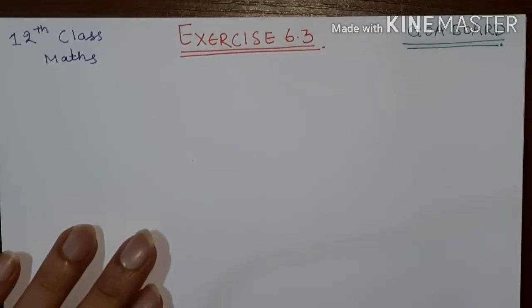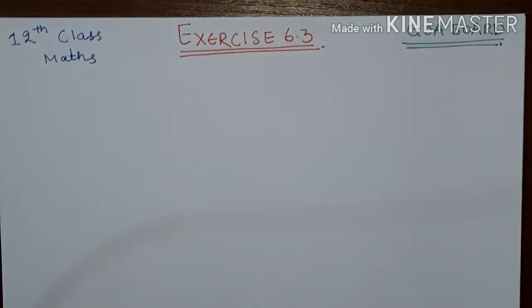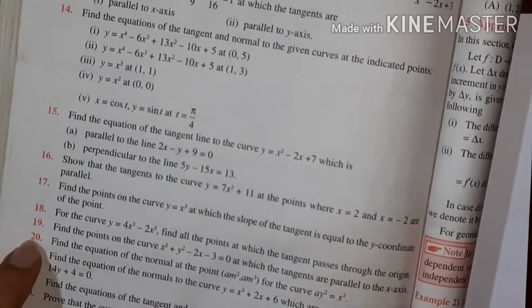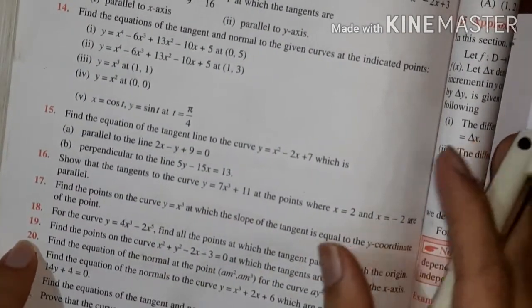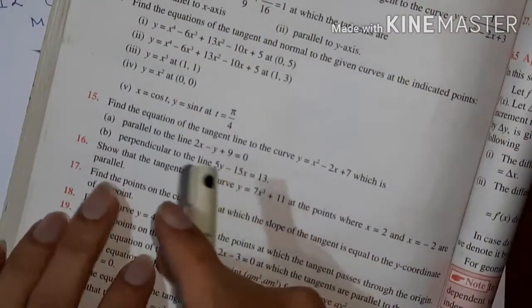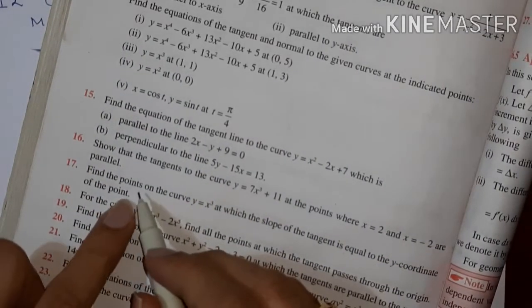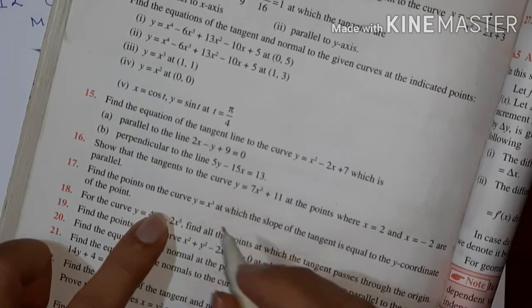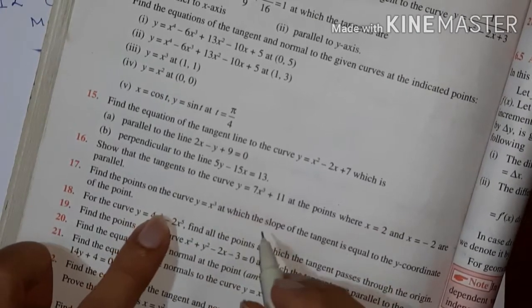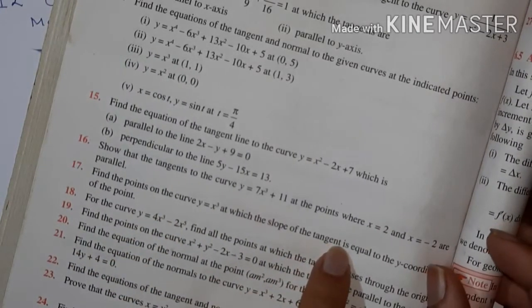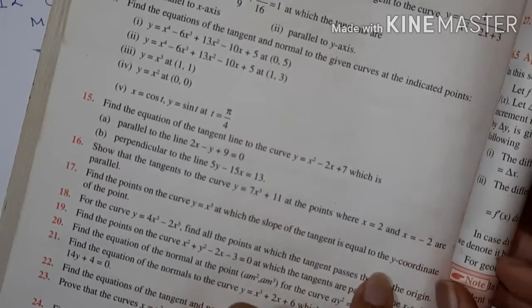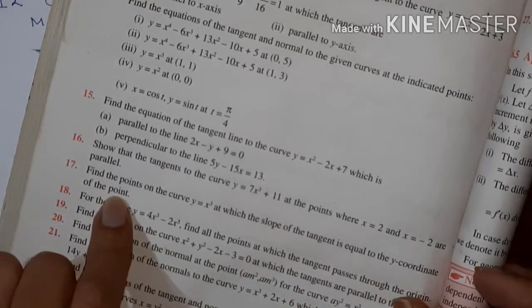In this video, let us do problem number 17 to problem number 20 of exercise 6.3 of class 12th, Goa board. Now, what is problem number 17? Let us read first. Find the points on the curve y equal to x cube at which the slope of the tangent is equal to the y coordinate of the point.